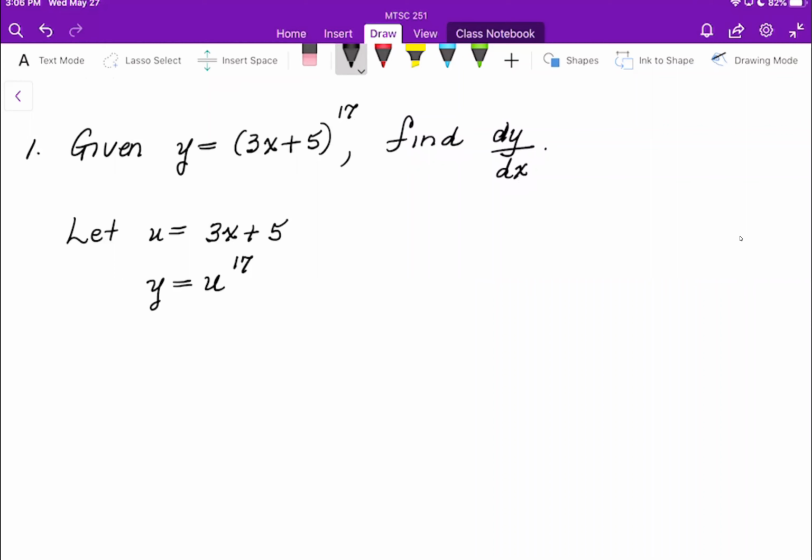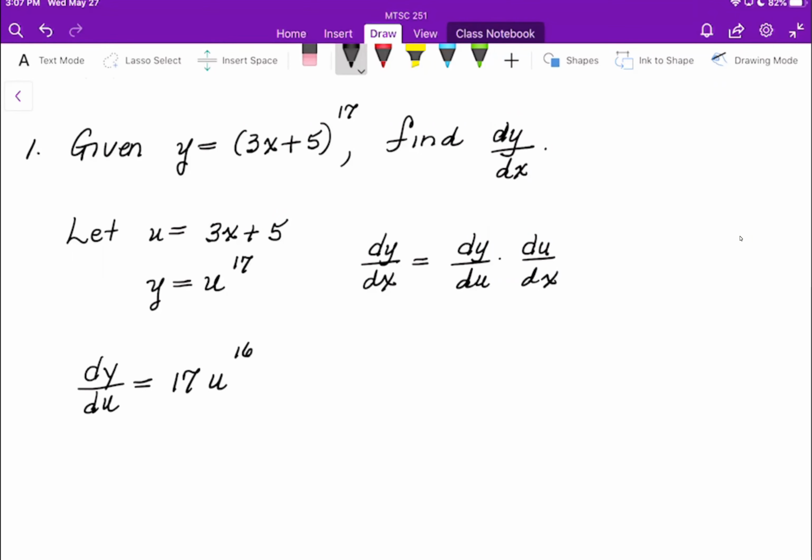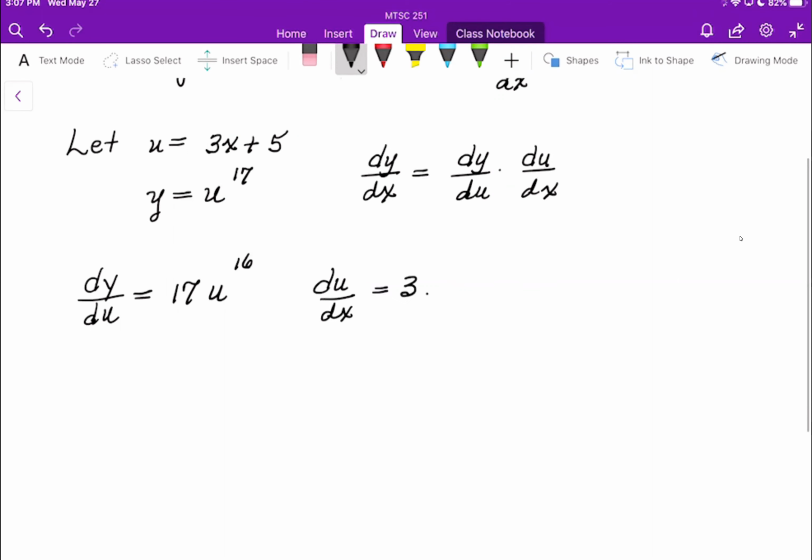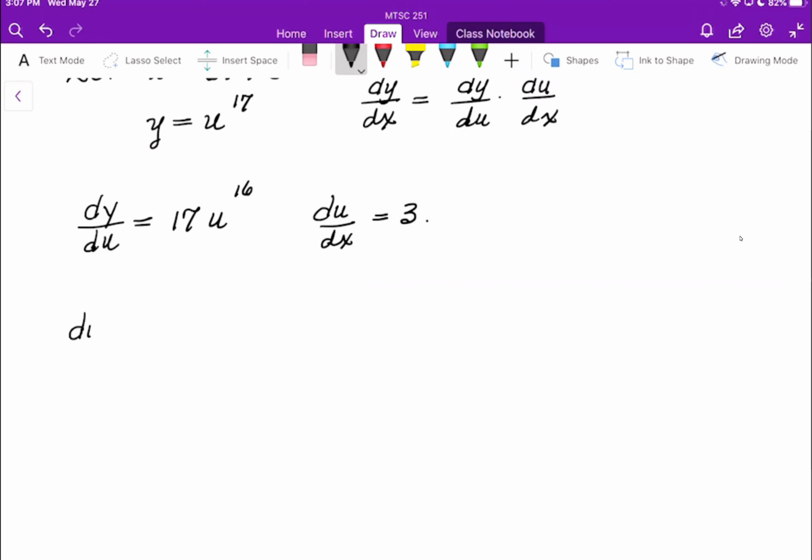So then we need to find dy/dx, which is dy/du times du/dx. So dy/du is 17u to the 16th power, and du/dx is just 3.